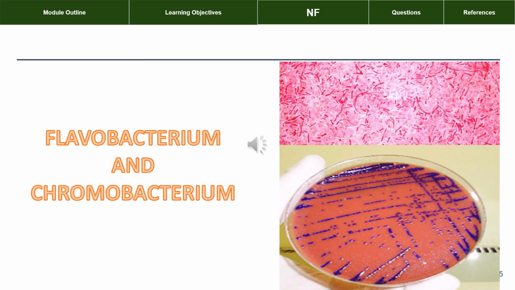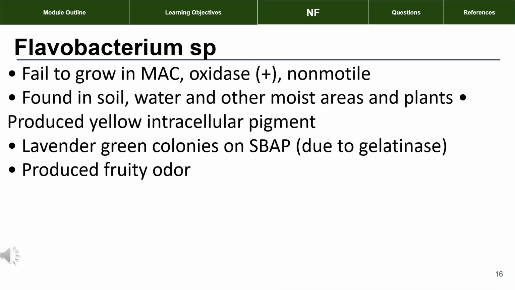Lastly, we have your Flavobacterium and your Chromobacterium. Flavobacterium species fail to grow in your MacConkey agar. They are oxidase positive and they are non-motile. So they are found in soil, water, and other moist areas and plants. They also produce yellow intracellular pigment. So they show a lavender green colony on your sheep blood agar plate due to the gelatinase. They also produce a fruity odor.